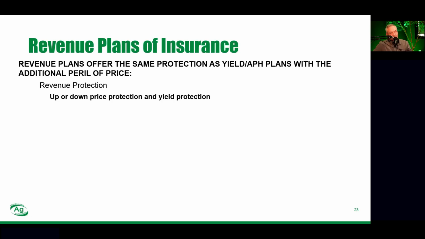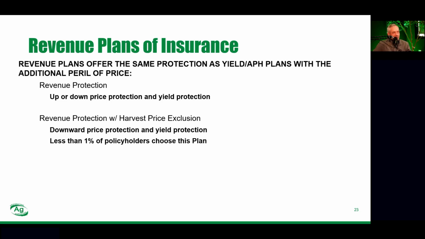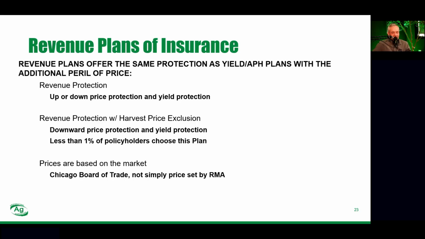Revenue protection, RP coverage, is the most popular, so let's take a look at that. Basically, revenue just builds off of the yield plan, okay? So we still set our yield, our bushel guarantee, and then we add in price. Revenue protection is protecting against prices going up or prices going down, which is a key advantage over just the yield protection plan. We did mention the harvest price exclusion. I'm not going to go through an example of that because it is less than 1% of the policies sold.